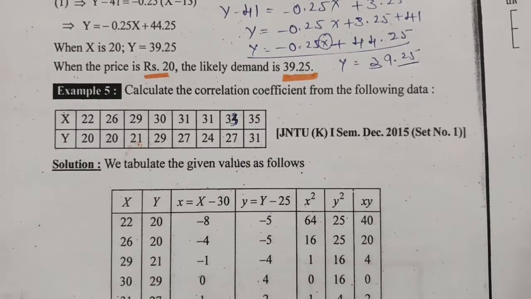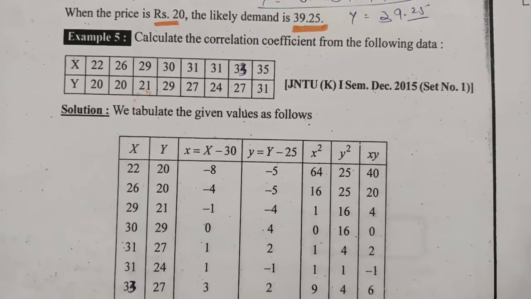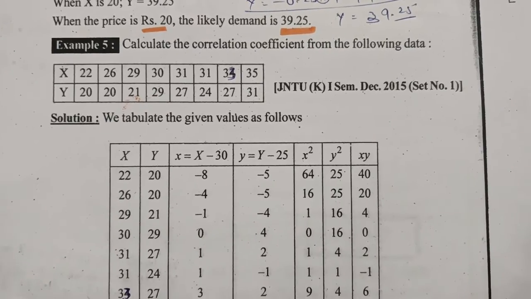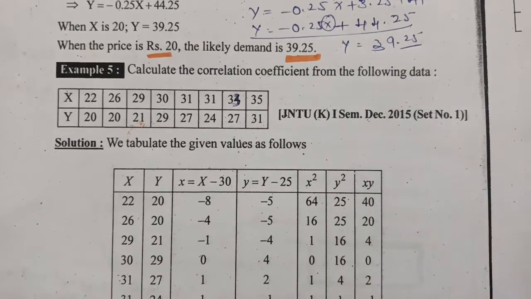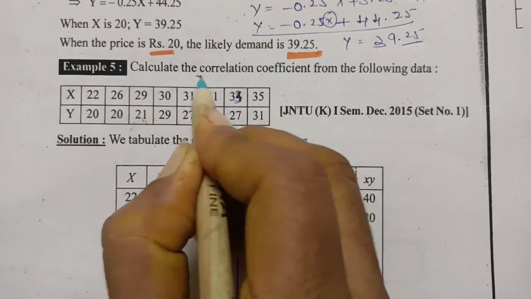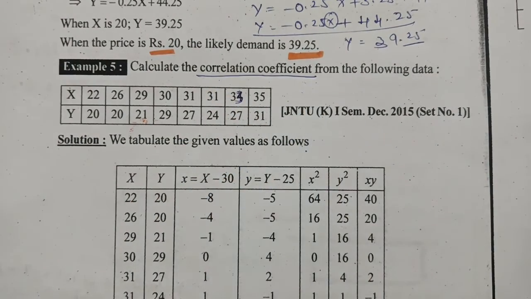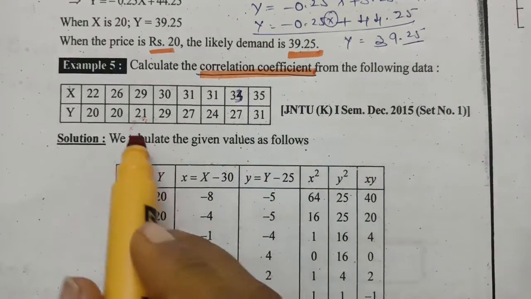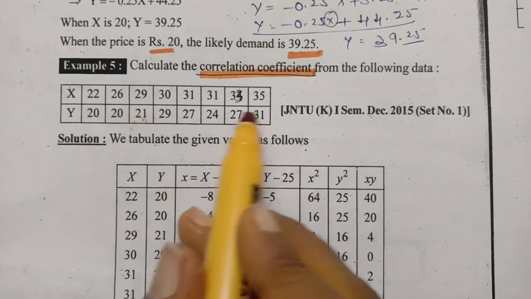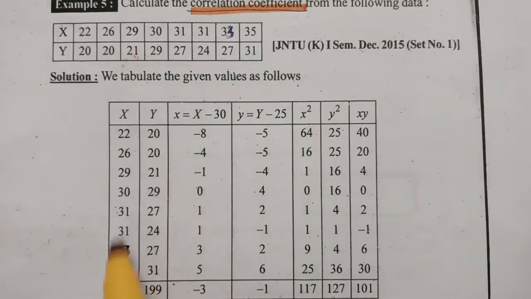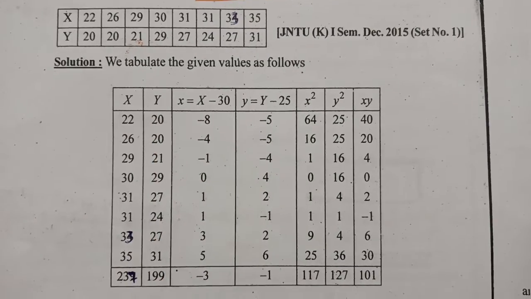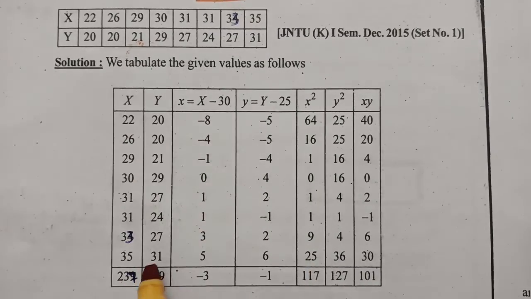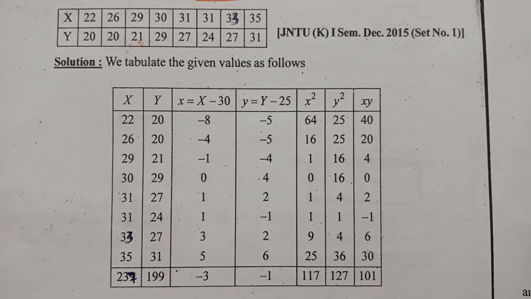And the next one, calculate the correlation coefficient from the following data. Here the correlation coefficient we have to find out. So which formula are we going to use for correlation coefficient? See here, this is the table. These are all the x series and these are all the y series. First we have to tabulate here. So here is the x total, here is the y total. First of all, I am going to find out the mean here.